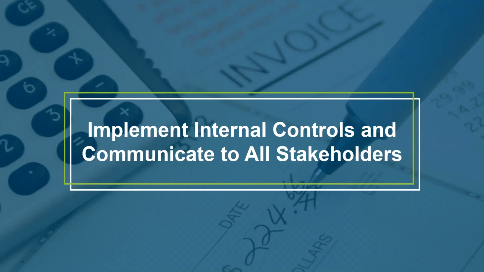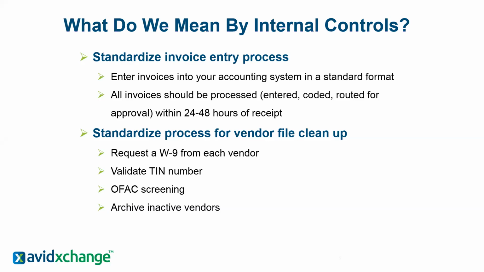And so one of the first tips we'll talk about is, how do you implement internal controls that can scale and grow with the business? And then ideally, how do you communicate that to the internal and external stakeholders of the company? So by narrowing this down to the AP automation space, it's really about standardizing the invoice and entry process.